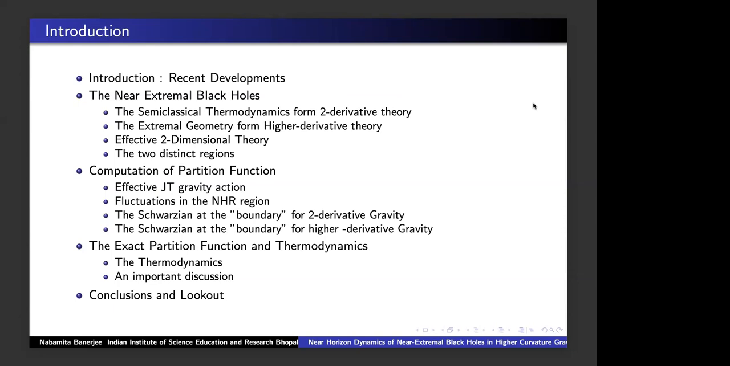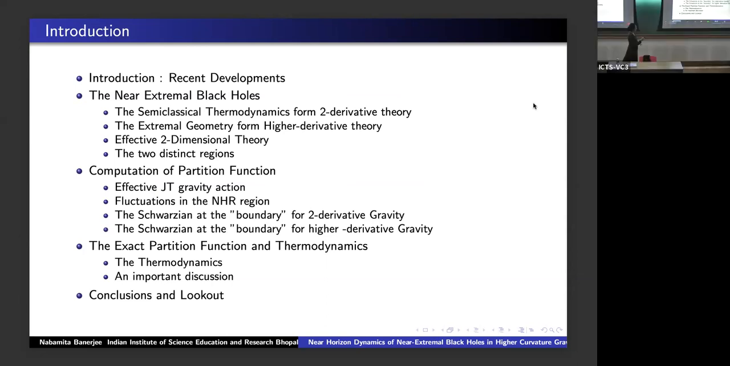And then eventually I'll go to the Schwarzian description, which will be sitting at the boundary of the space-time. I'll tell you exactly in what sense it would be so for two derivative gravity, and then I'll explain how this whole picture can be extended to higher derivative gravity. And then finally talk about the thermodynamics and give some important discussions on the whole study. And then I'll conclude and finish with some results.